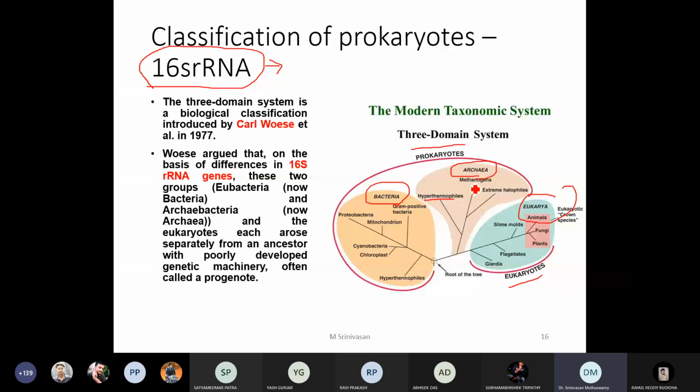Remember these terms: hyperthermophiles, methanogens and extreme halophiles. We will see these all in detail. This kind of classification was introduced by Woese in the year 1977, based upon these 16S rRNA sequences. You only need to remember that based upon this three domain system, we have prokaryotes and eukaryotes, where the prokaryotes are further divided into bacteria and archaea, and the eukaryotes as eukarya. So these are the three domains we have based upon this 16S rRNA system of classification.